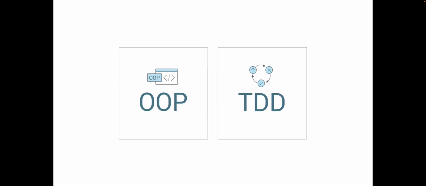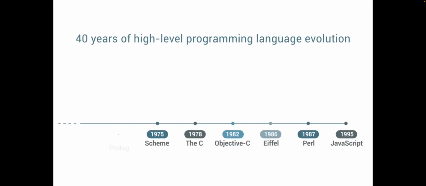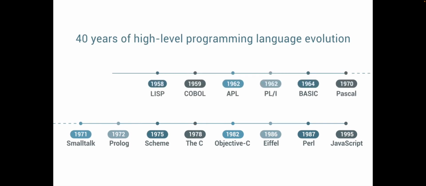Let's take a look at OOP and TDD in the context of JavaScript. JavaScript is a relatively new star in the galaxy of programming languages. Born in 1995, it was preceded by more than 40 years of high level programming language evolution. JavaScript inherited many powerful features from its ancestors, including support for object oriented programming.